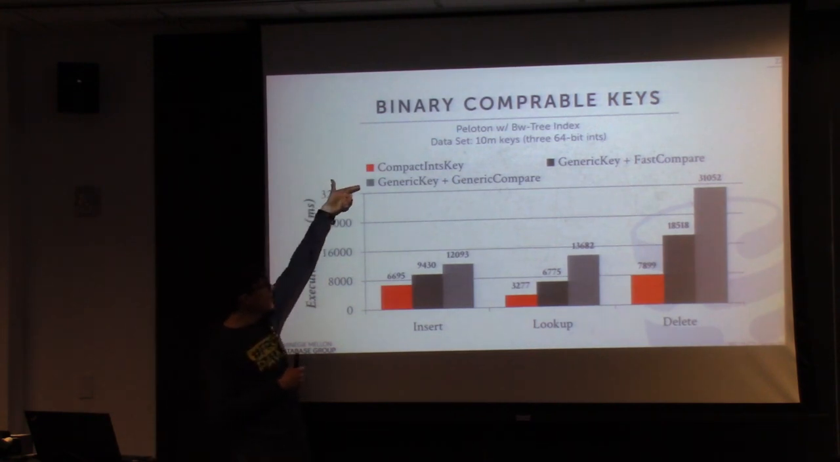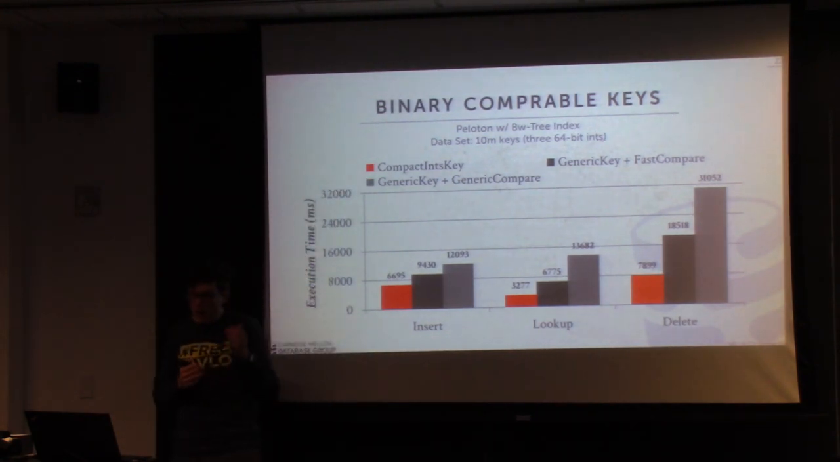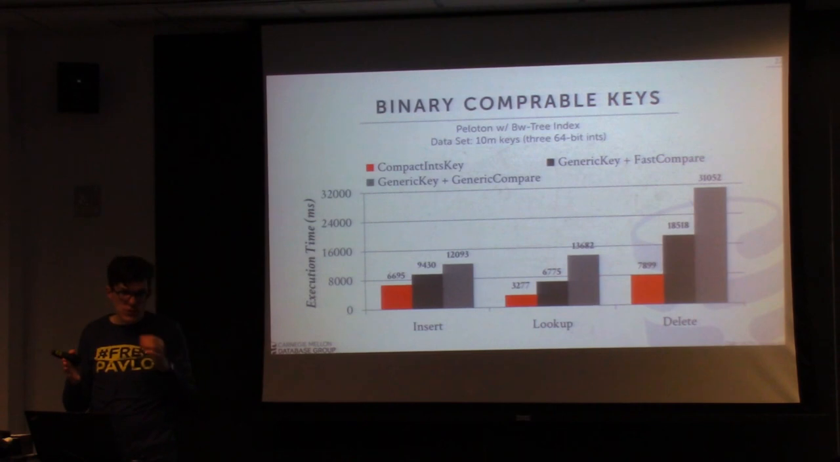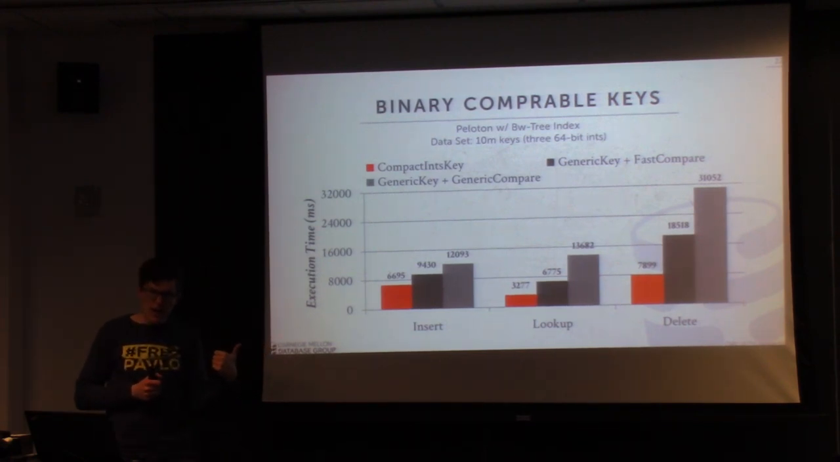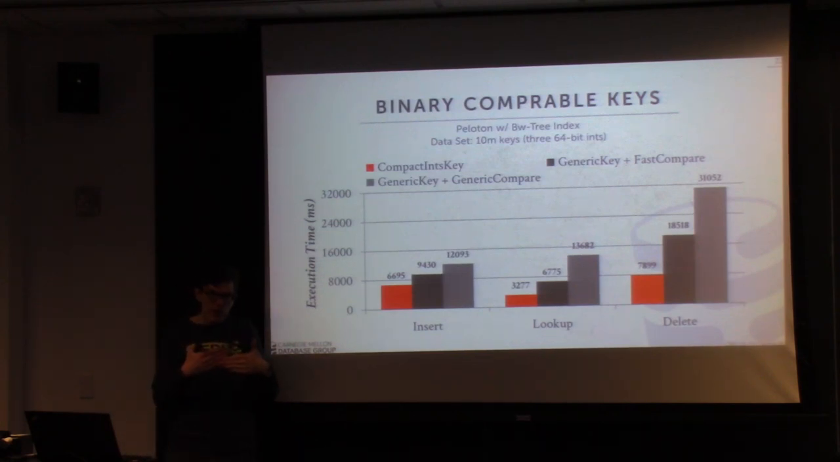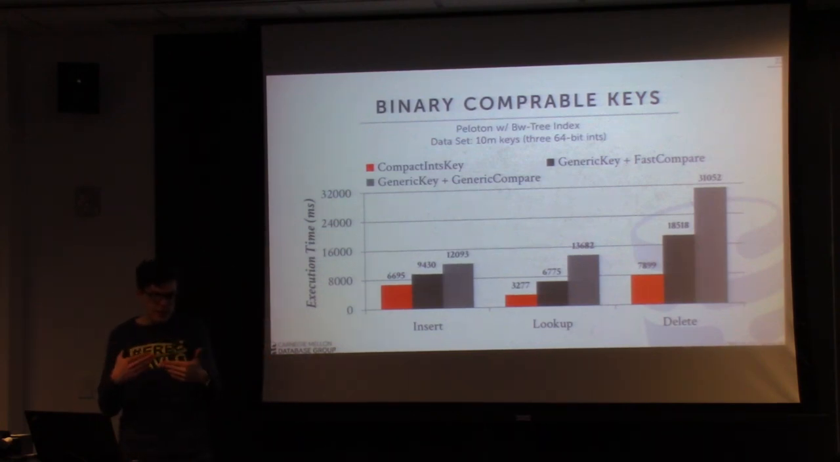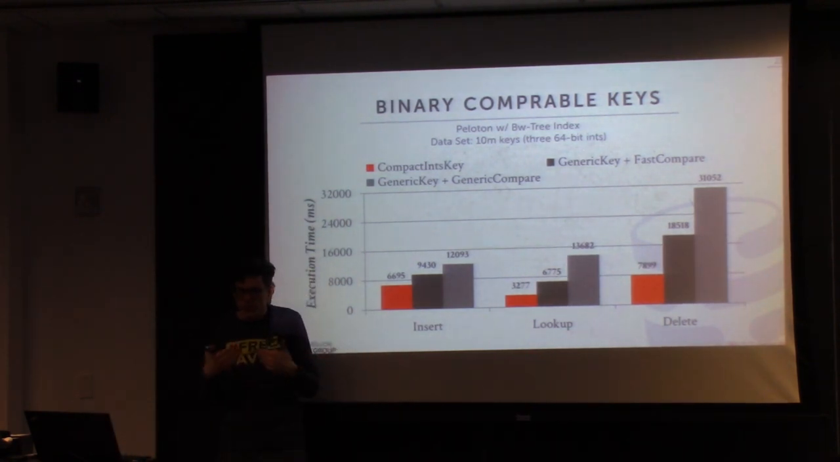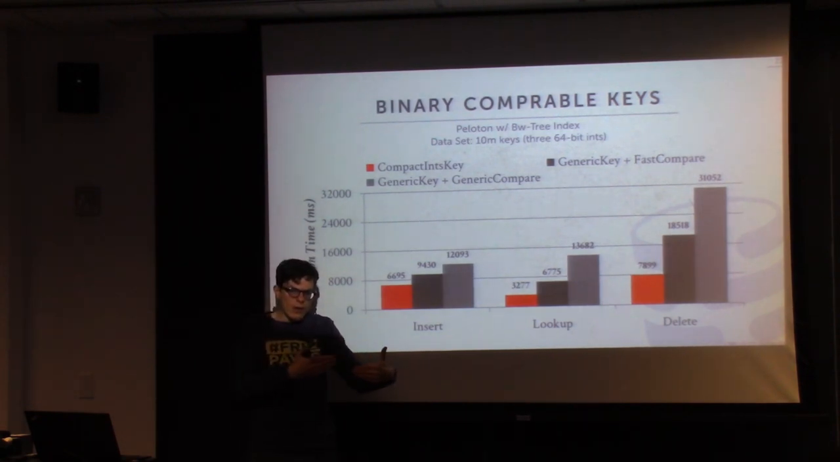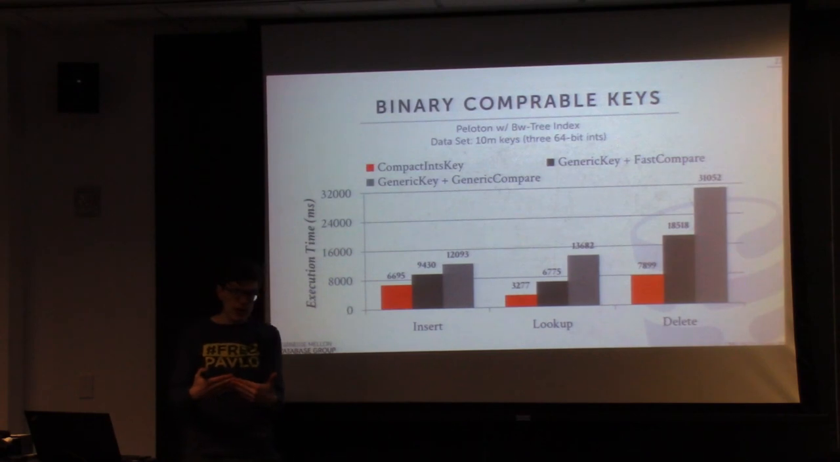The compact ints key is for when you have one or more integers that we can store in big endian format like in the ART index, and that allows you to do fast mem compares to see whether one key is less than another or whether they're equivalent. And then the generic key is what you would expect from the first time you ever wrote an index, where you just take the keys and concatenate their memory locations one after another, and that's what you store as the composite index.